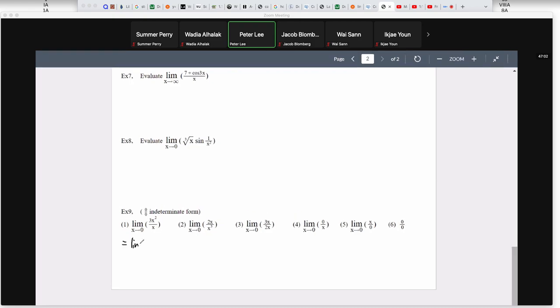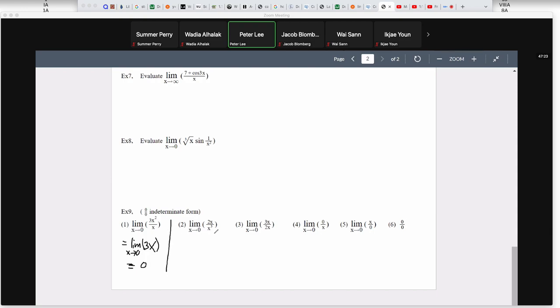In this case, we'll simplify what we have, x approaching 0. What is the argument of the limit? The argument is 3x squared over x, so this is actually 3x. So what does that become? What is the answer? It's actually 0.